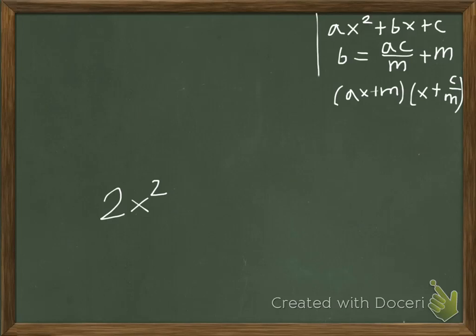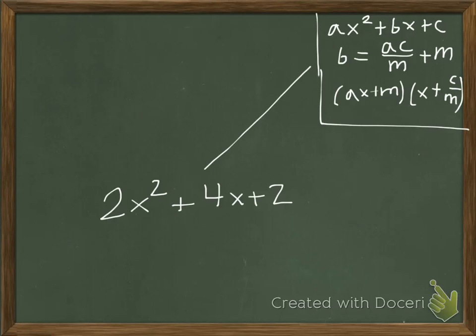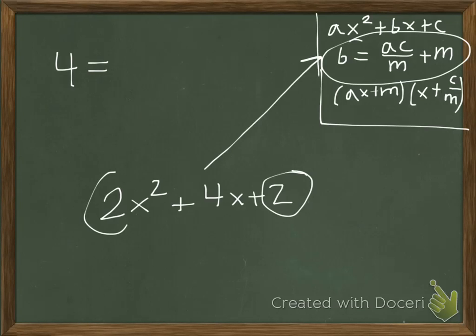Okay, so we have the quadratic 2x squared plus 4x plus 2. So how are we going to factor this? So what we do is we solve for m. So we're going to plug in our information into this equation right here. So b is 4, so we'll get 4 is equal to a times c over m. So a times c, which is 4, over m. So 4 is equal to 4 over m plus m. Remember, we're trying to solve for m.